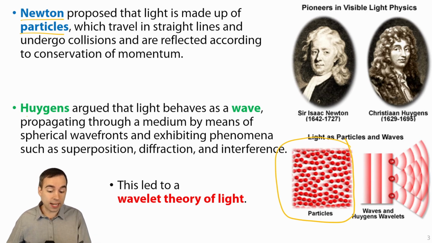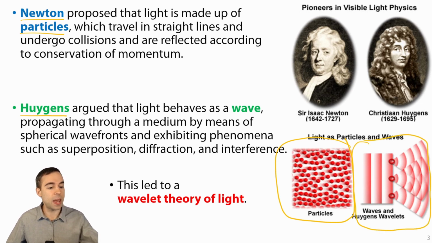But another scientist came along named Huygens, who challenged Newton and said, I actually don't think that light is made up of particles, tiny little billiard balls or baseballs that carry the light. Instead, I think light is made up of waves and these small wavelets, where we could cut that light wave into a smaller wavelet that is propagating outward from a source as well. And this led to the wavelet theory of light by Huygens.